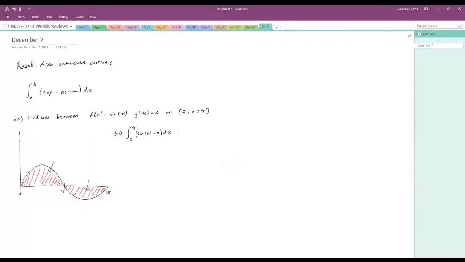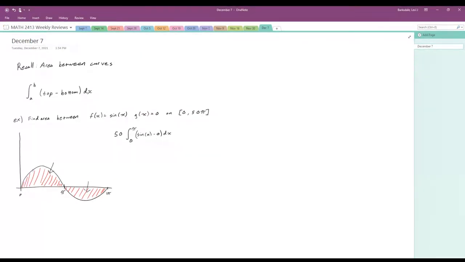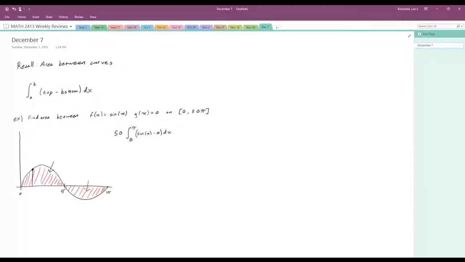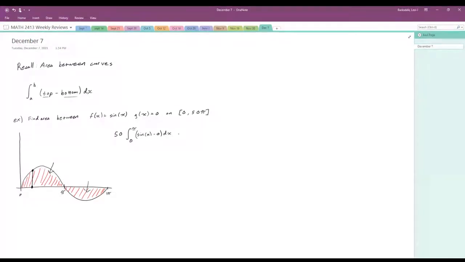Why do we subtract 0? Because 0 is our bottom function. So here we have our top function. Down here we have our bottom function. I'm just really explicitly saying our area between two curves is our top function minus our bottom.